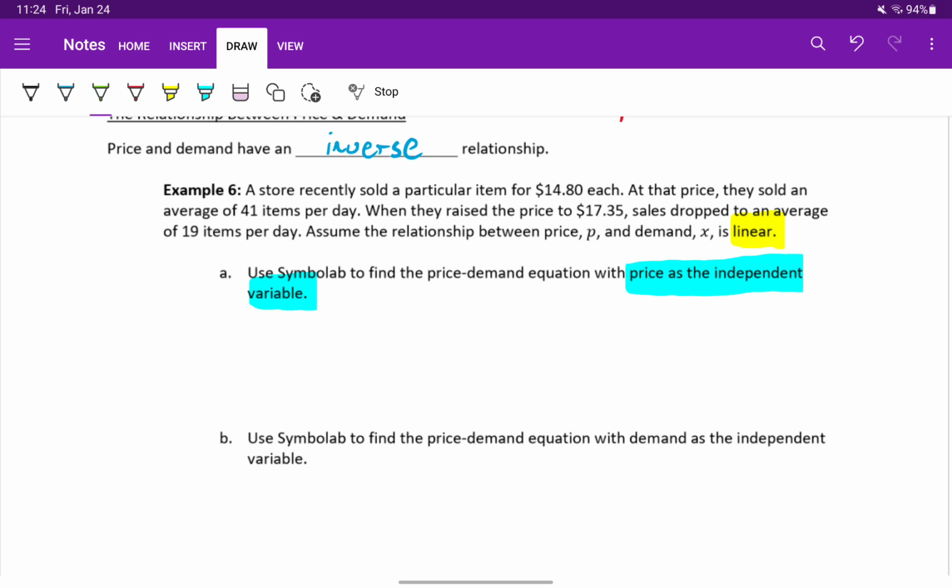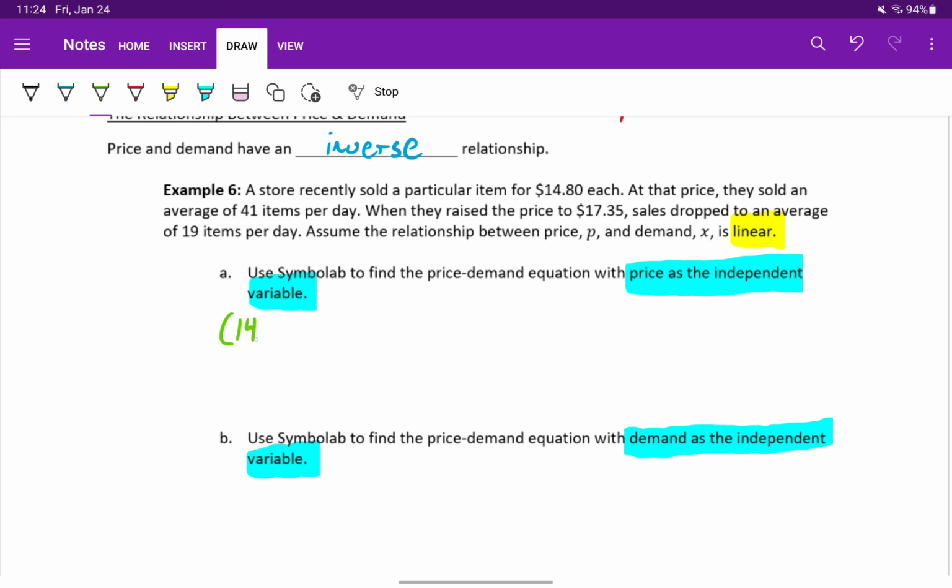In this problem, what we're given are two xy coordinate pairs, but in part A and B, what's going to be different is which variable is the independent variable. If we glance ahead to part B, demand will be the independent variable. So we just need to make sure we're paying attention to that language and then ordering our values correctly. If price is the independent variable, then our values for P will come first in each coordinate pair.